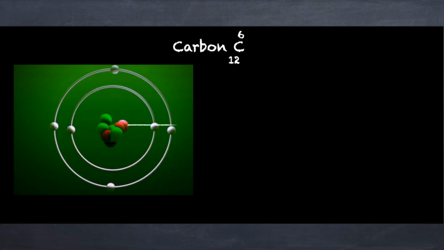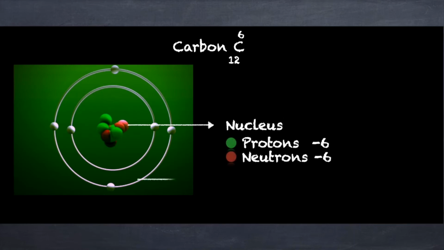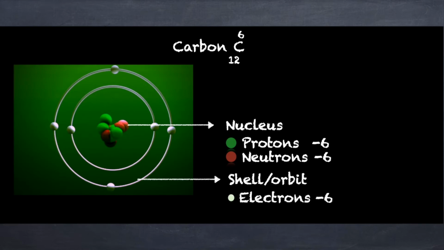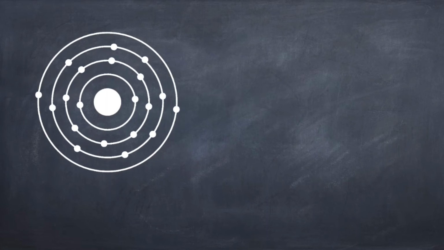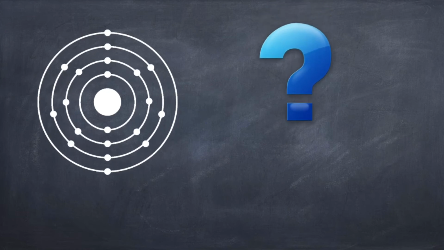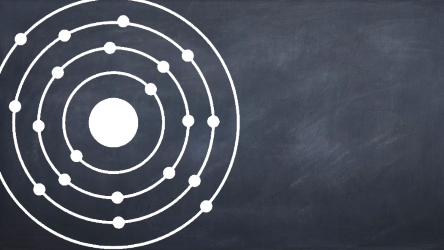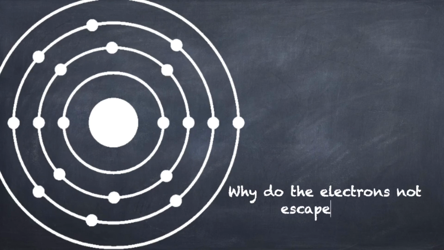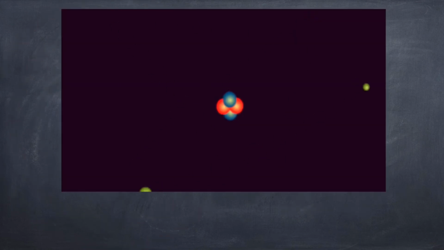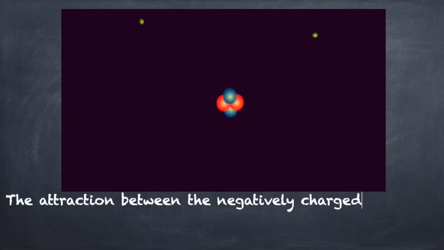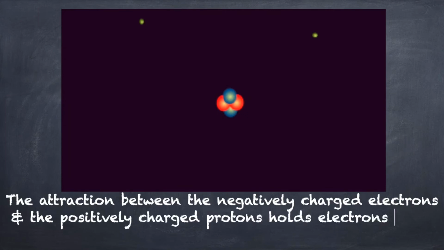Understand this with an example of carbon. Carbon has 6 protons, 6 neutrons, and the number of electrons is also 6. Now, as I told you, electrons are revolving around the nucleus at a very high speed. So the question is, why do they not fly away in the space? What makes them bind to the atoms? The reason is that the negatively charged electrons are attracted to the positively charged protons. This holds the electrons from flying away from the nucleus.